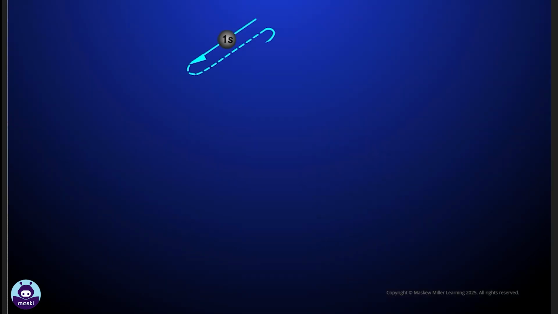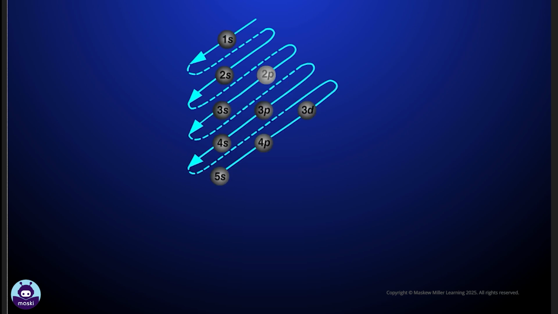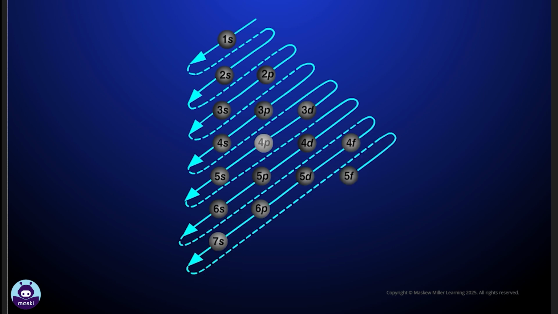The increasing order of energy of various orbitals is 1s, 2s, 2p, 3s, 3p, 4s, 3d, 4p, 5s, 4d, 5p, 6s, 4f, 5d, 6p, 7s, 5f, 6d, 7p. How does one remember such a big sequence? To make it simple, we use a method to write the increasing order of the orbitals. Starting from the top, the direction of the arrow gives the order of filling of orbitals.